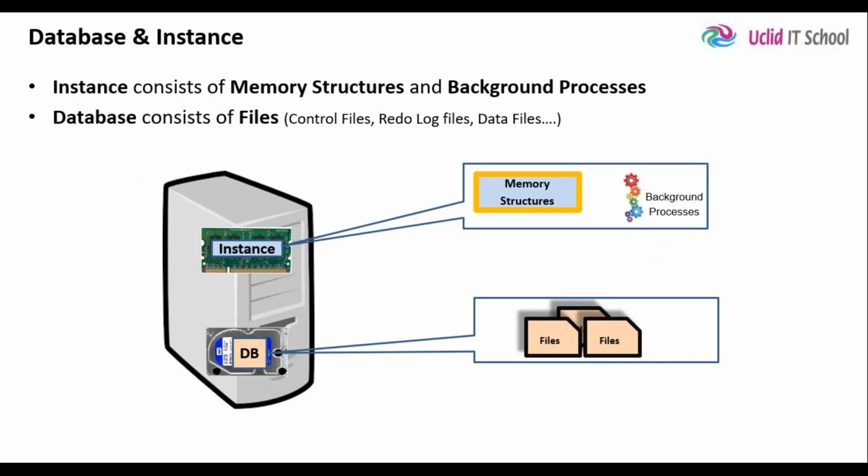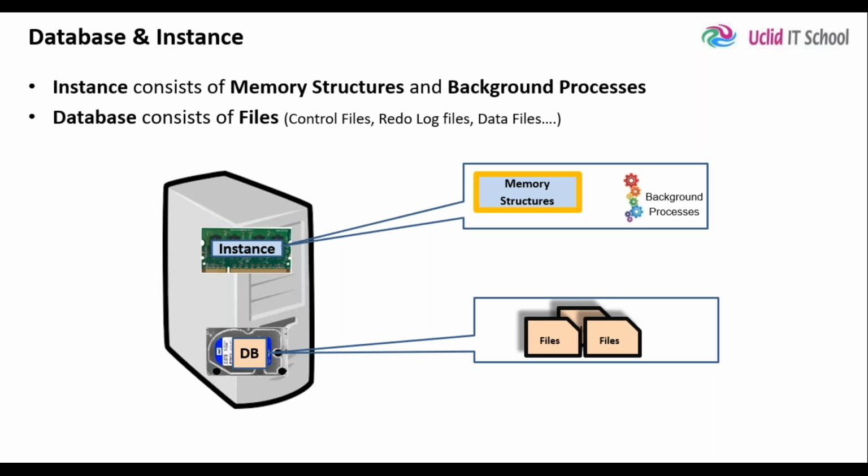So starting today, every day, we use these terms. Instance. Every Oracle database will have at least one instance. So what exactly is an instance? An instance consists of two things: memory structures and background processes. Because instance consists of memory structures and processes, instance runs in the memory of the computer system. Instance exists in the main memory.